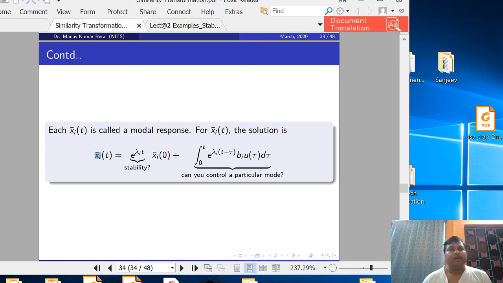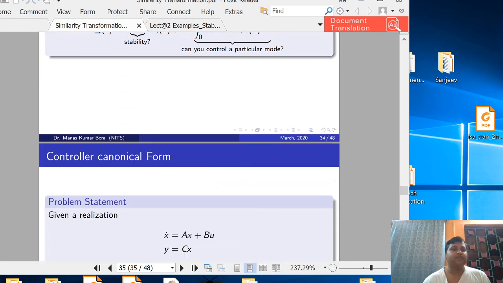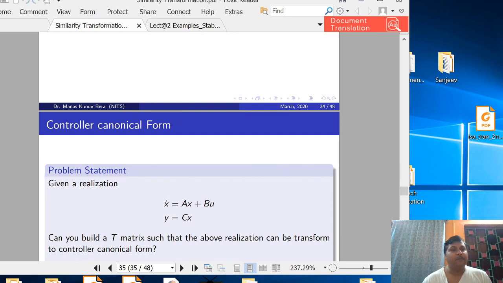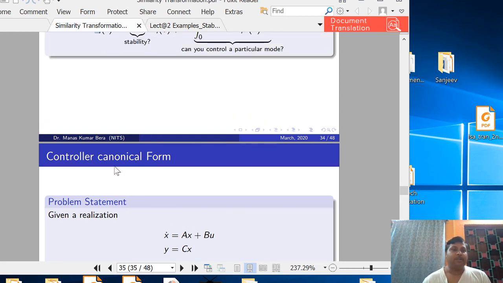So this is the second part of similarity transformation. Next class is the last class for the similarity transformation. We are going to discuss two important forms: the controller canonical form and the observer canonical form. That is, if any realization is given, how we can find the controller canonical form, and how we can find the observer canonical form. We are going to discuss this in the next class.